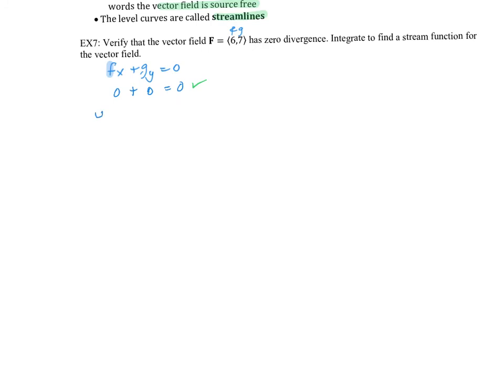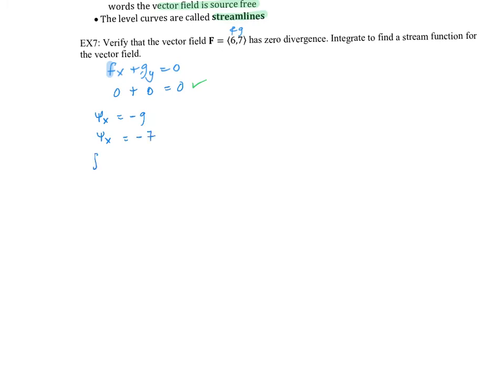Remember that if psi exists, then the partial derivative with respect to x is equal to negative g, and g is 7, so the partial derivative with respect to x is negative 7.